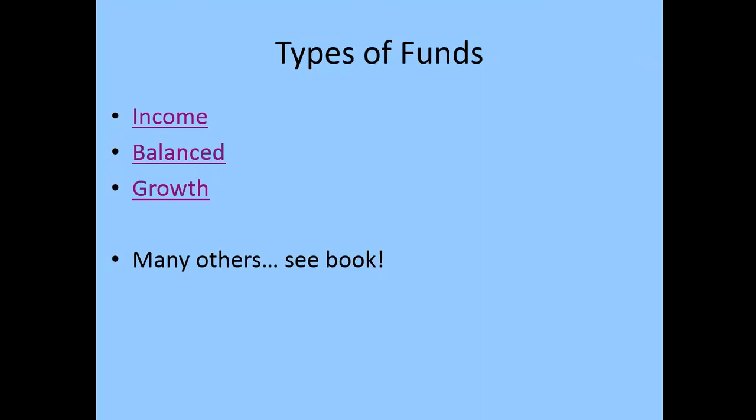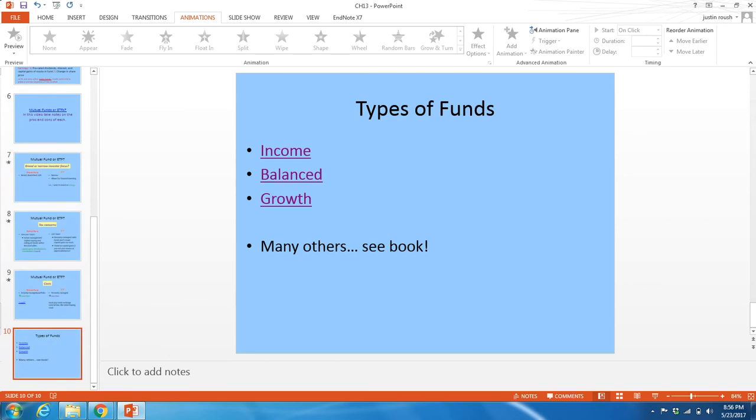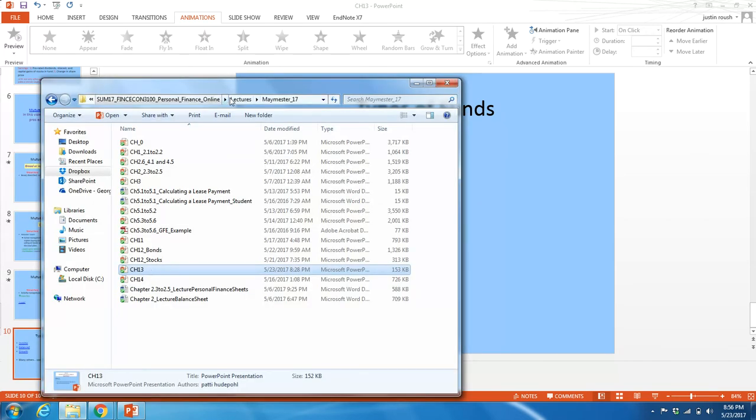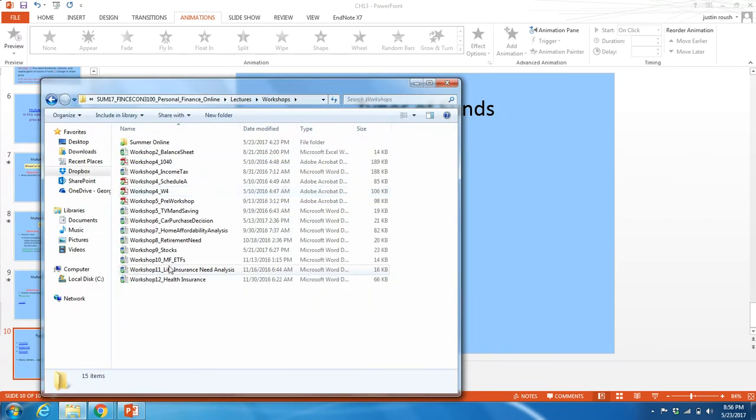There are many other types of funds you can get into. I encourage you to read through your book just to see what the different types are. There may be a few homework problems over them.